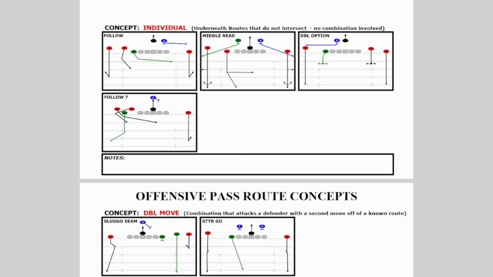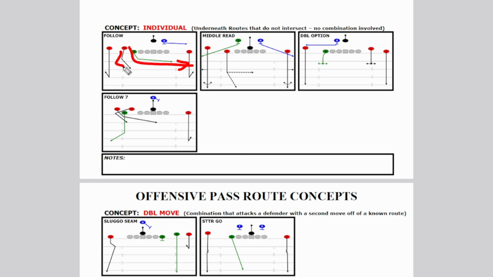So individuals are routes that don't intersect. Okay, so something like follow is a good example. Even though this is a horizontal stretch, I can see somebody saying that, but it's really individual routes that get down the field that don't intersect. All right, and it's important to have this category because honestly, individual routes can be stopped with zone coverage, right?